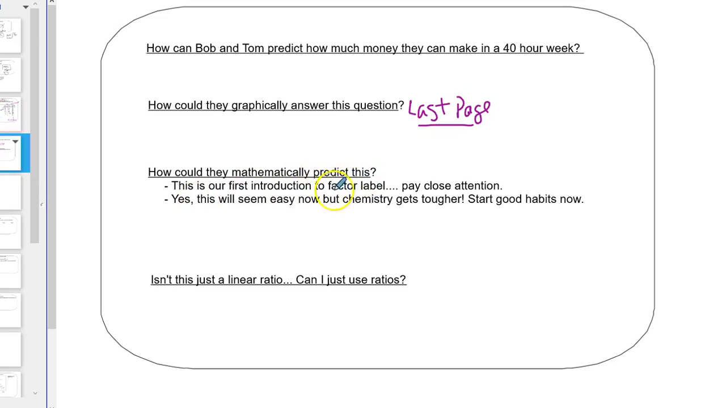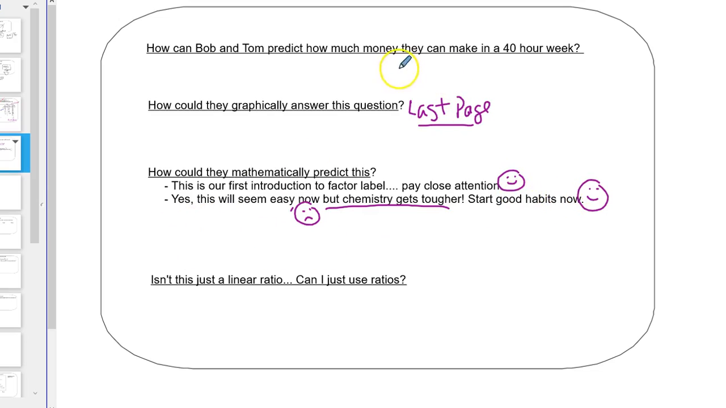This is our first introduction to what we call factor label. Pay close attention to this. Yes, this will seem easy now, but when chemistry gets tougher, this gets tougher, and we need to rely on good habits. So starting good habits now means that when we get into the chemistry stuff, you're not winging it.